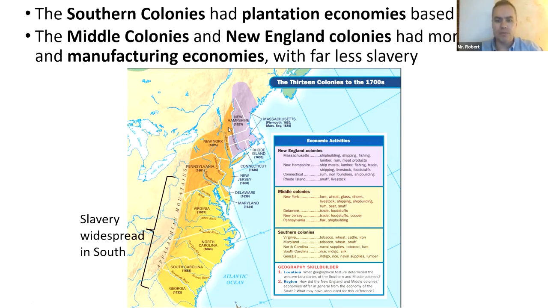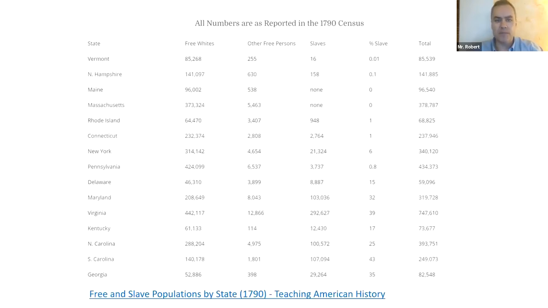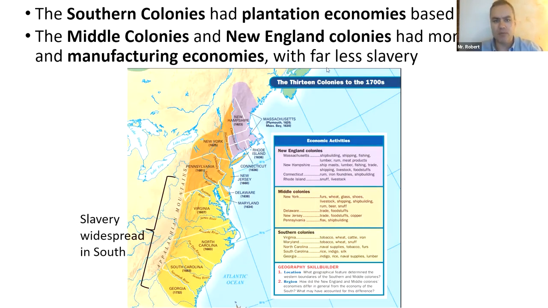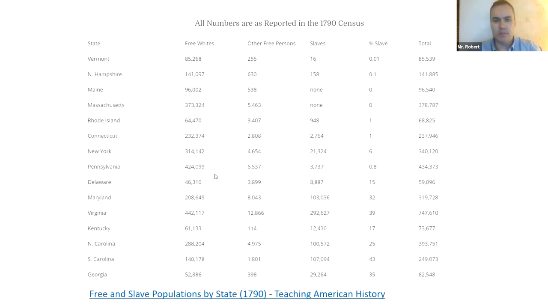So just in terms of the slavery part, you may be wondering, well, how much slavery was there exactly between the North and the South? What was the difference? Well, let me just give you some numbers from 1790.